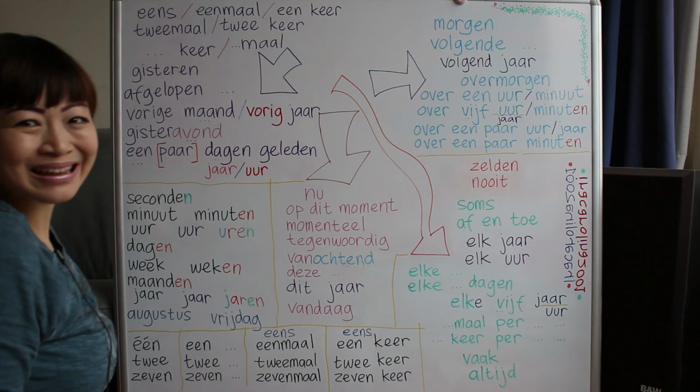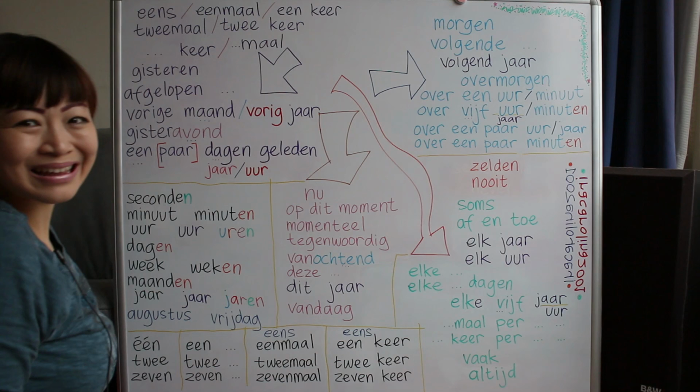And if you want to say a number of days ago, of course we will not use the paar. You just put the number here. Let's say 2 days ago. We say 2 dagen geleden. You can change the dagen into weken, or what else? Minuten. Now we will go to the future.